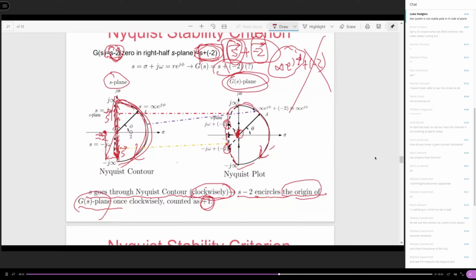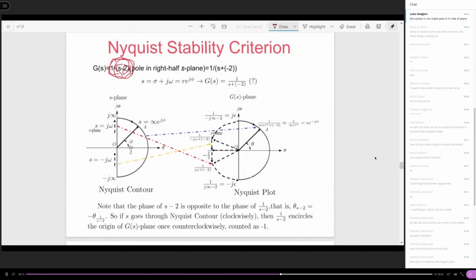Okay, look, the system is not stable. Pole in the right half plane. Yes, that's exactly what I want. You see, for this transfer function, I've just specified that s minus 2 gives you a zero in the right half plane. Now, here, I write it already in the bracket. This is a pole in the right half plane.